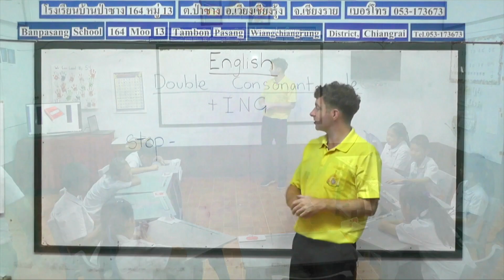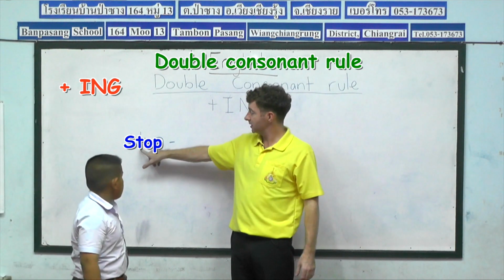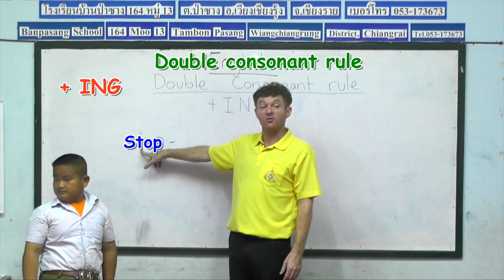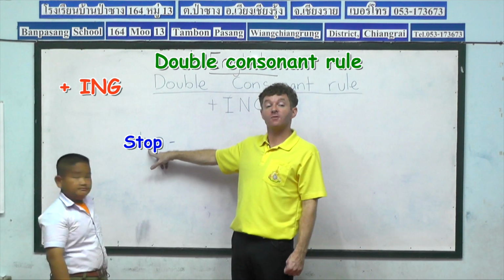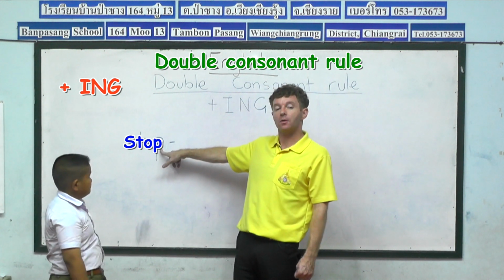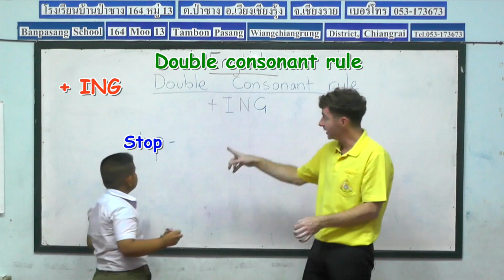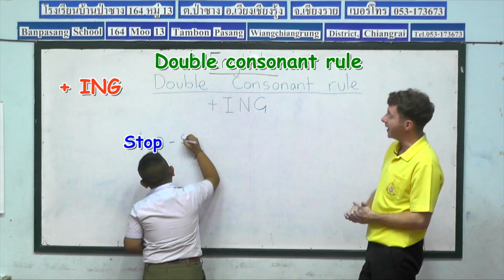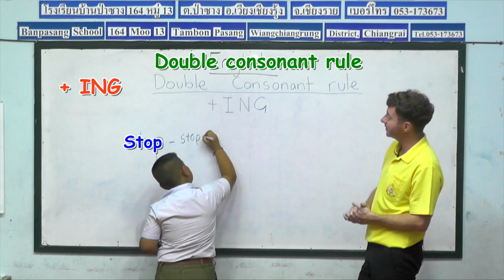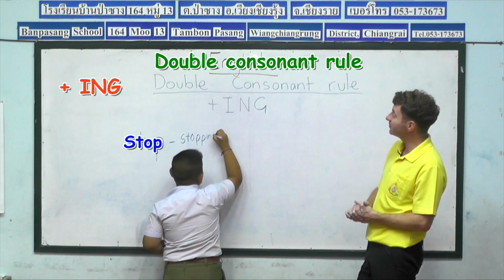Now, what do we notice about the word stop, guys? Final three letters. T, consonant or vowel? Consonant. O, consonant or vowel? Vowel. P, consonant or vowel? Consonant. So we've got consonant, vowel, consonant. Net, what do we need to do? S, T, O, P, P, I, N, G.